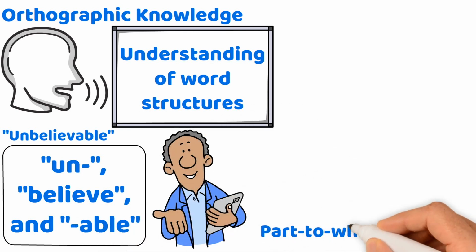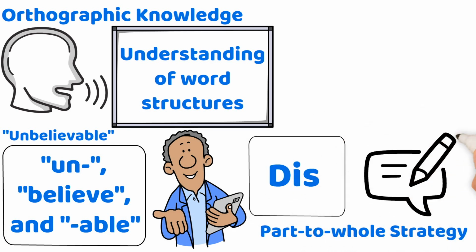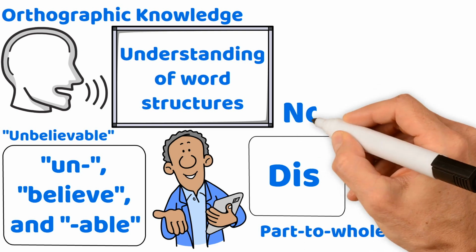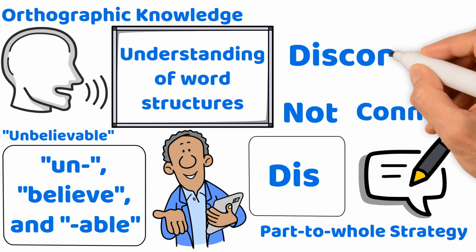Using the part-to-whole strategy, we'll start with the prefix dis, a common one on your test. Write it on the whiteboard, explain that it often means not or the opposite of, and then build on it. Attach it to connect to form disconnect.